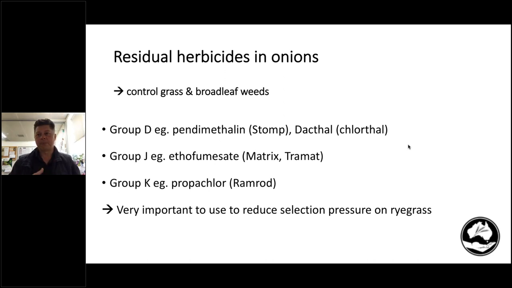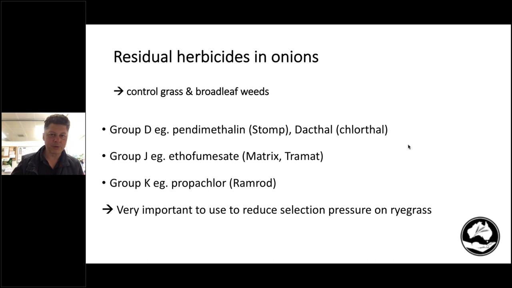So by using a residual herbicide, you'll kill a certain percentage of what was going to germinate and be exposed to a post-emergent herbicide. With a pre-emergent or residual herbicide, you're controlling a big proportion of what would germinate. And so when weeds germinate later on in the season, after there's no more residual herbicide, it'll be less.